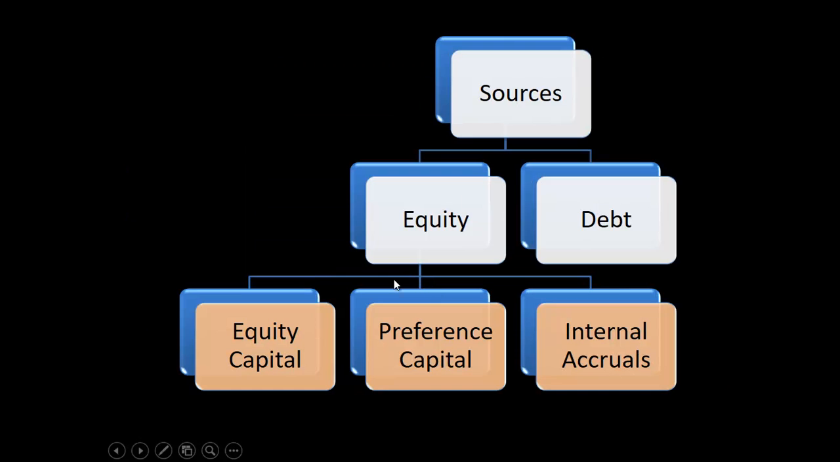In equity, there are different types of capital. Equity is the money raised from the owners or shareholders, and the share is a unit of capital. The share can be equity capital or preference capital. Even internal resources, the profit generated by the business, become a part of equity. And as we move along, we'll see each source in detail.